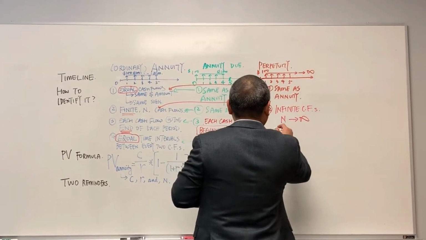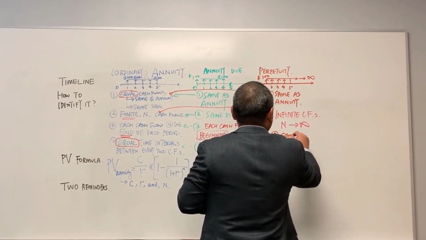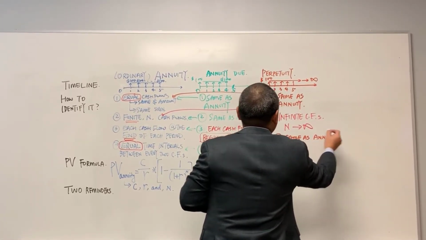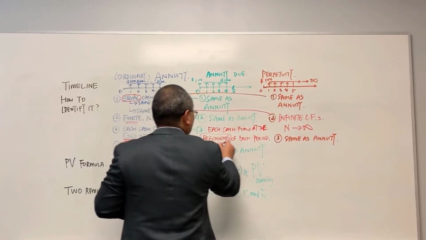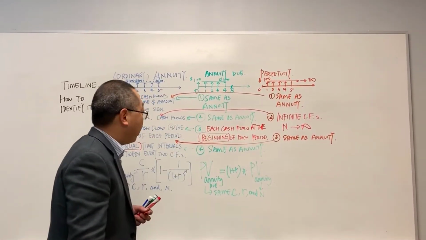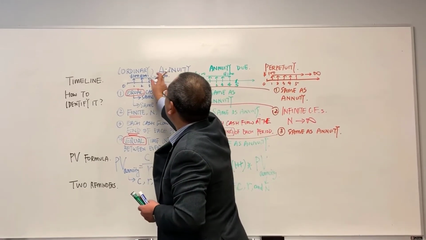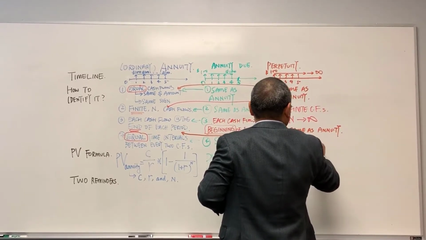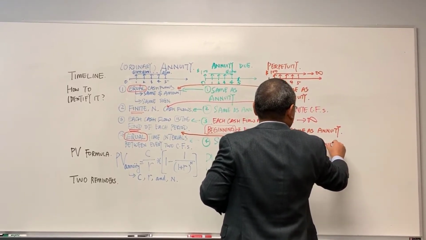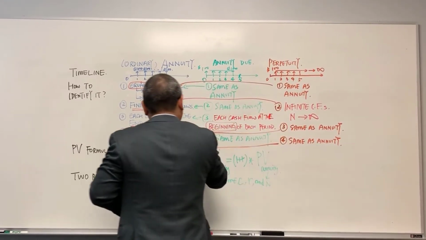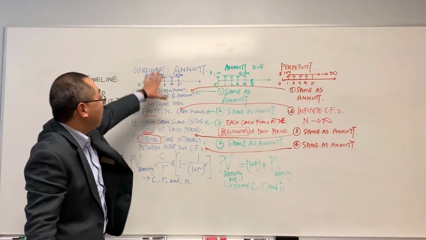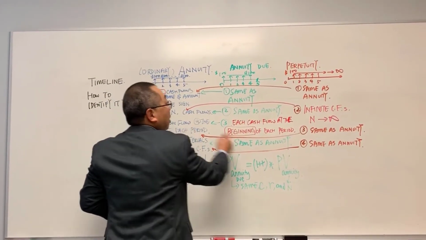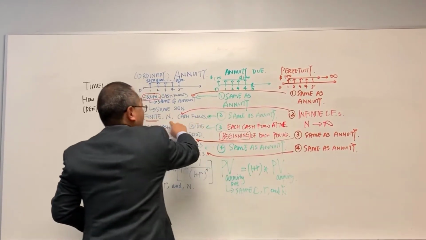Number three, same as annuity. That means cash flow occurs at the end of each period, and for the same time intervals between every two cash flows, that's the same as annuity. So you can see that we can use annuity as a benchmark. For the other two, one difference in here, and for the second one, a difference in here.